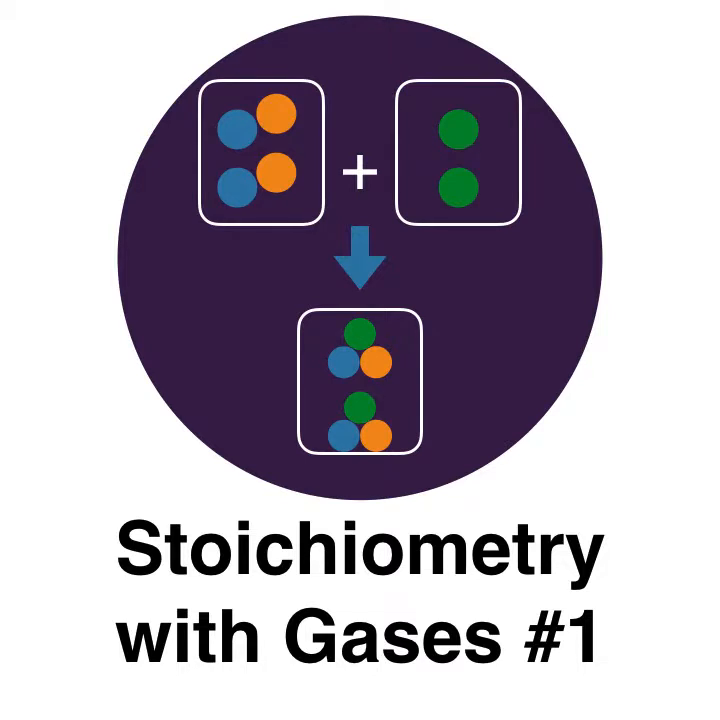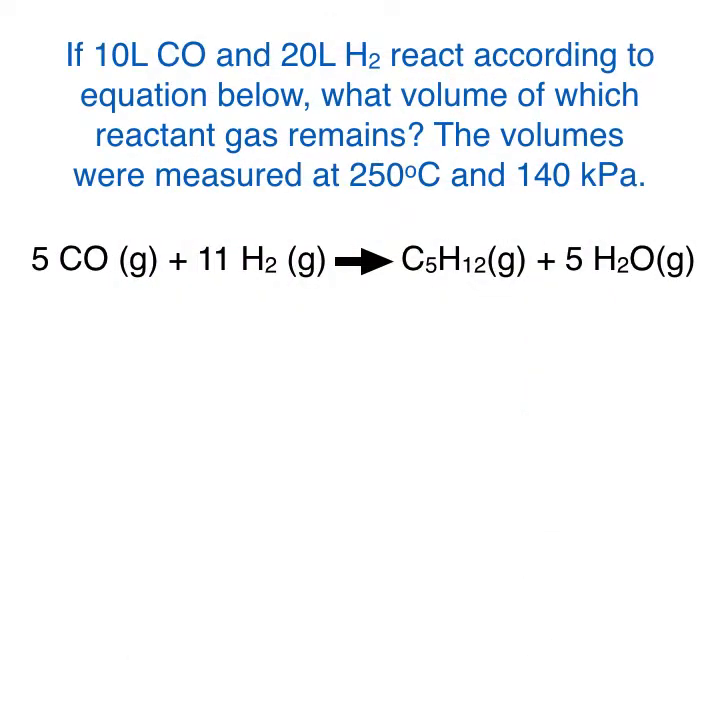In this lesson, we will go through an example of stoichiometry calculations with gases. Let's take a look at our problem. If 10 liters of carbon monoxide and 20 liters of molecular hydrogen react according to the equation below, what volume of which reactant gas remains? The volumes are measured at 250 degrees Celsius and 140 kilopascals.